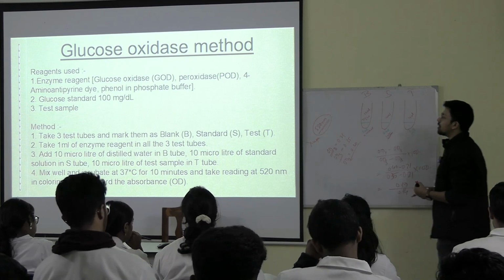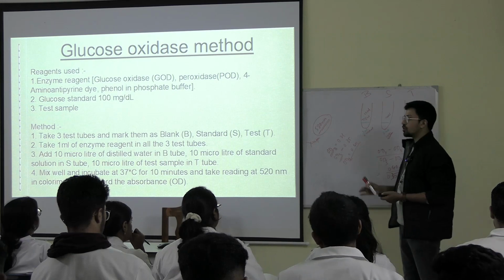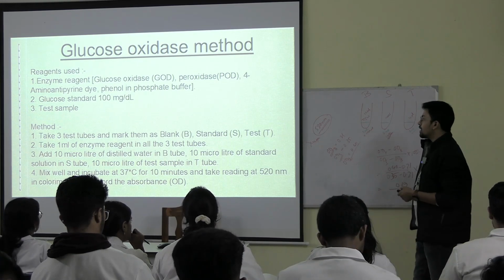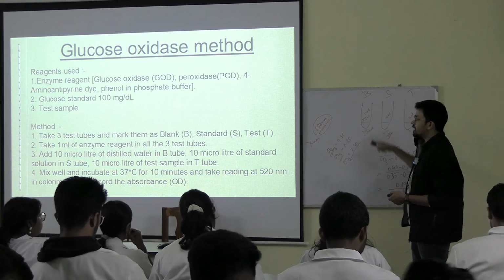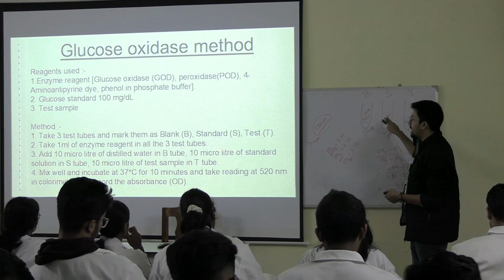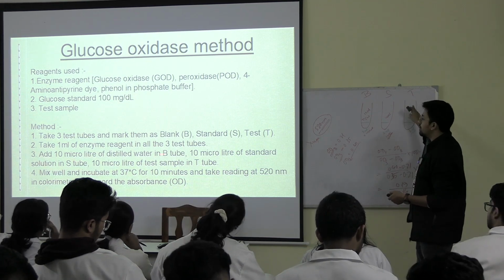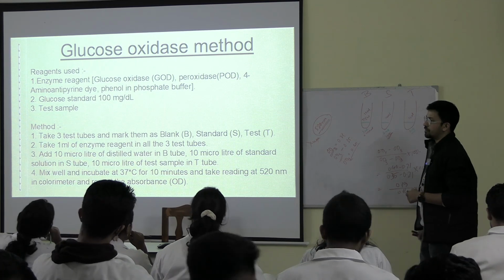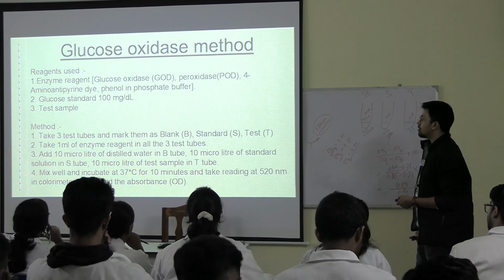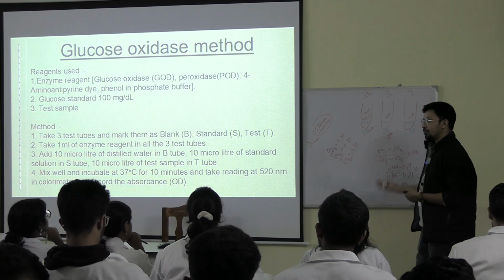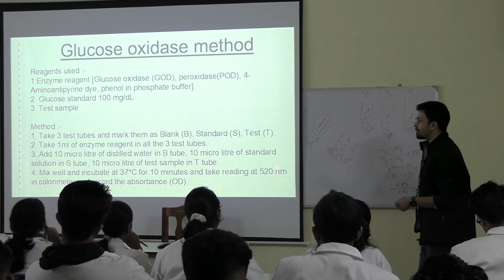In all 3 test tubes, take 1 ml of the enzyme reagent. What is the enzyme reagent? GOD POD, that is the glucose oxidase peroxidase reagent. In the B test tube add 10 microliters of distilled water, in the S test tube add 10 microliters of the standard solution, and in the T test tube add 10 microliters of the test sample, which is unknown. Then mix it well and incubate at 37 degrees centigrade for 10 minutes. After the incubation, take the reading at 520 nanometers, that is your lambda max.